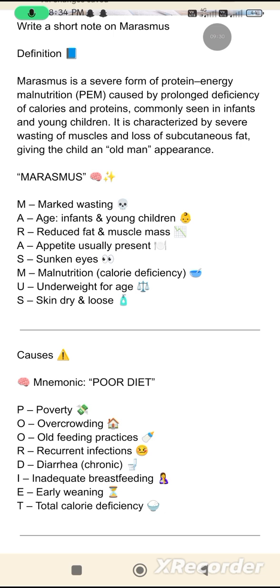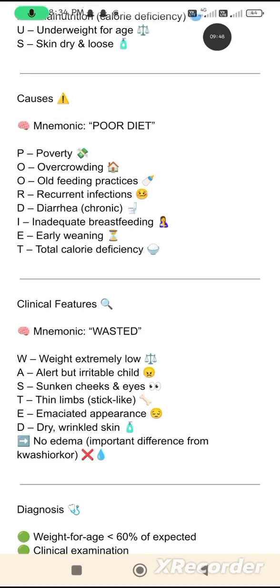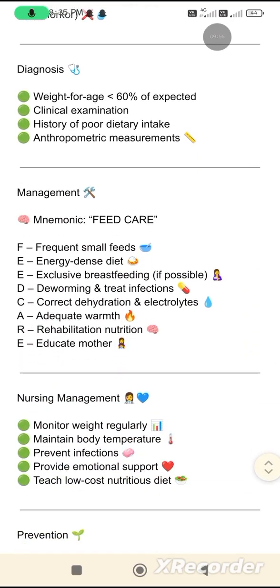Now, marasmus is a severe form of protein energy malnutrition caused by prolonged deficiency of calorie and proteins, commonly seen in infants and young children. It is characterized by severe wasting of muscle and loss of subcutaneous fat, giving the child an old man appearance. Causes: you can learn by using mnemonic: poor diet. Clinical features: word wasted.